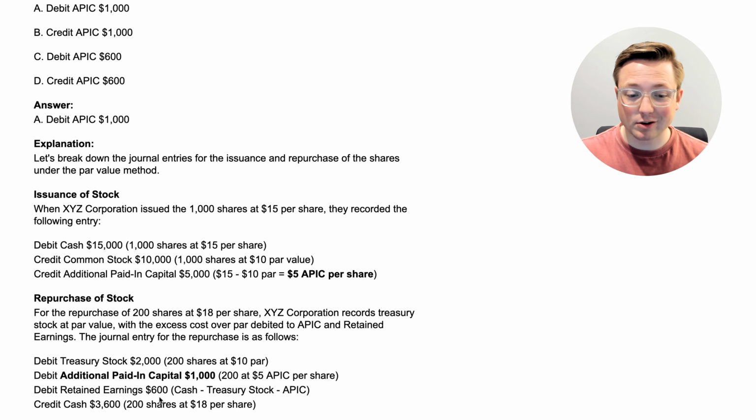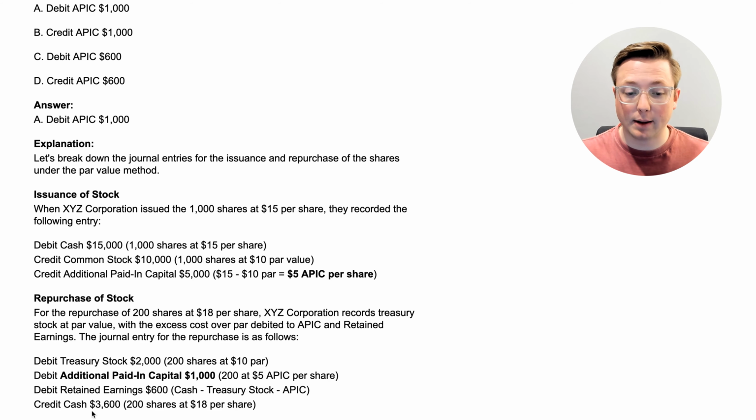There's still $600 left, and that is where we debit retained earnings. And in this case, retained earnings is the plug instead of additional paid in capital. It's the cash less the treasury stock less the additional paid in capital. This is how you do a stock repurchase, or a treasury stock repurchase, when you're using the par value method. With the par value method, you are recording treasury stock at par value. You are paying attention to how much additional paid in capital was worth per share when the stock was initially issued. And then you are using retained earnings as the plug.